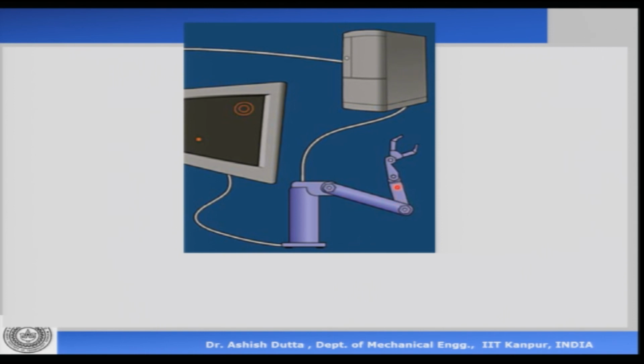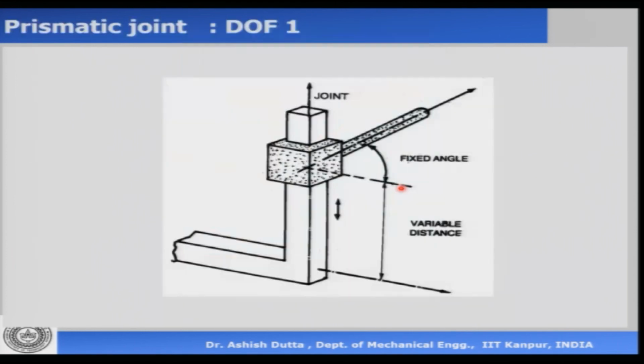Then we look at when this robot moves in space, what is the relation between the end effector position and orientation with respect to the base of the robot. So if I want this robot to go from here to pick up something here, then essentially I must know what is the position and orientation of the arm when it reaches there. That is how the controller works. So the next thing we look at is what are the different kinds of joints.